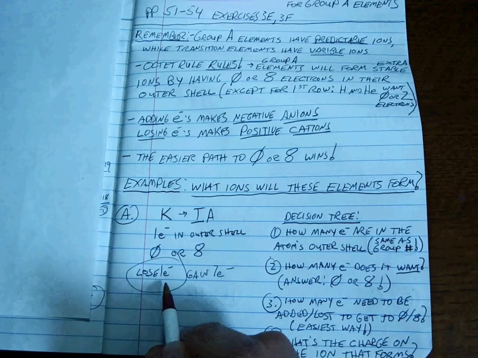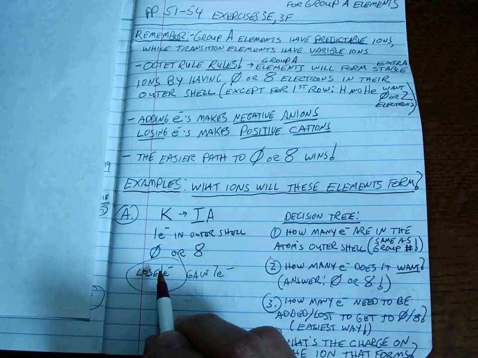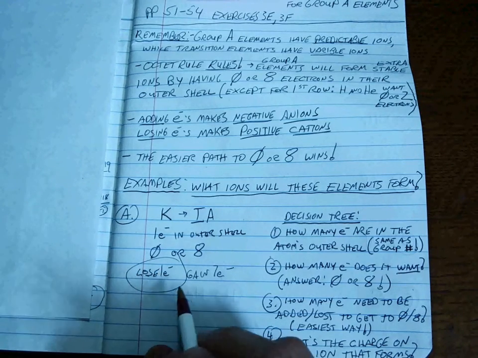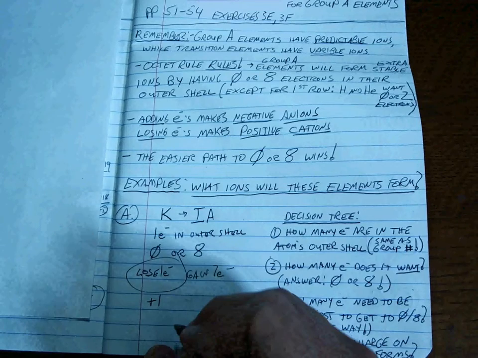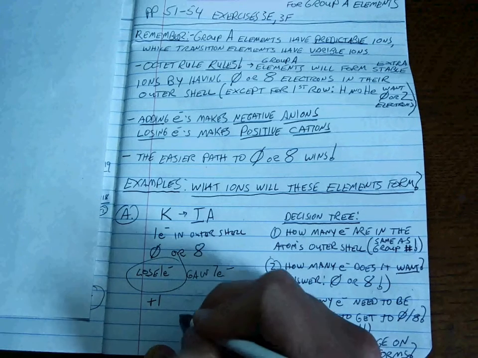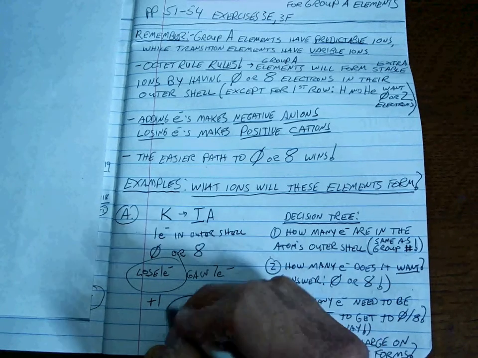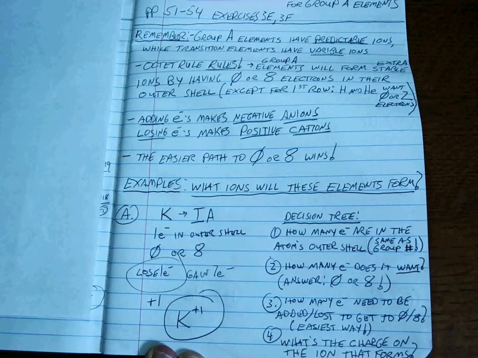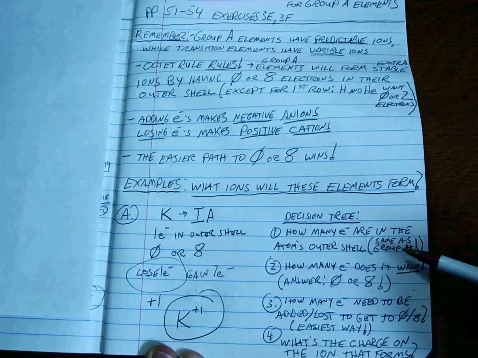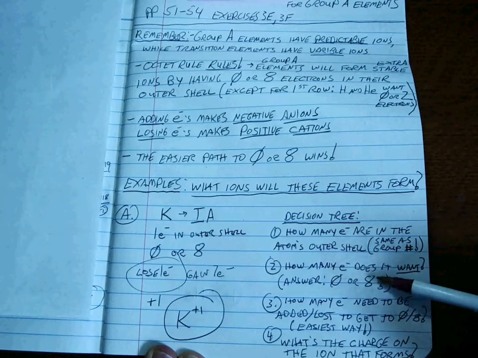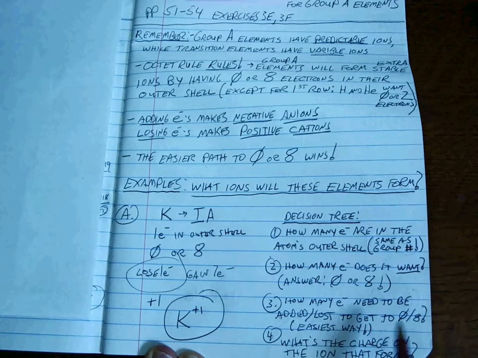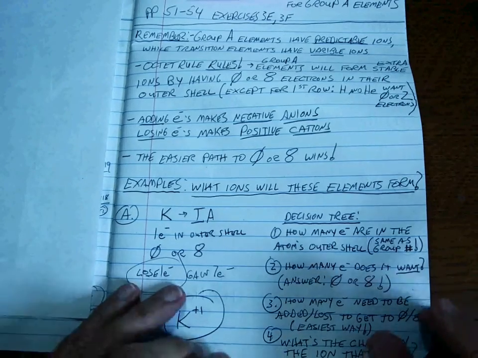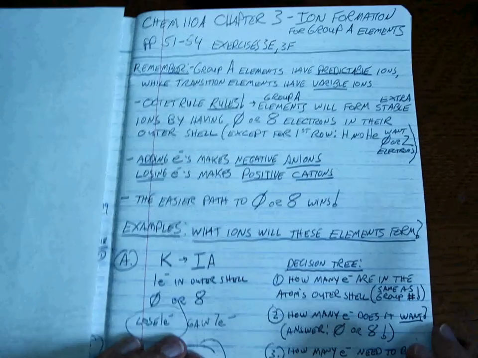Well, if you lose 1 electron, that means you've gotten less negative or more positive, so you're going to form a +1, and the formula goes K plus 1. That's how we write the ion charge. Okay? That's it. How many electrons are in the outer shell, which is the same as the group number? How many does it want, 0 or 8? How many do you have to add or lose to get to 0 or 8? And what's the charge on the ion that forms? That's our method. We do it over and over and over again.